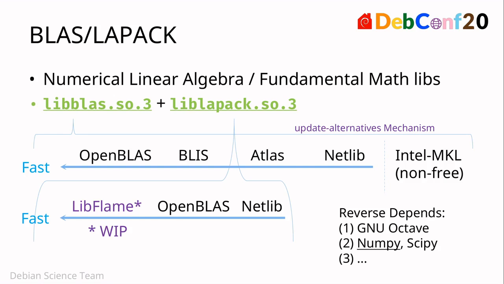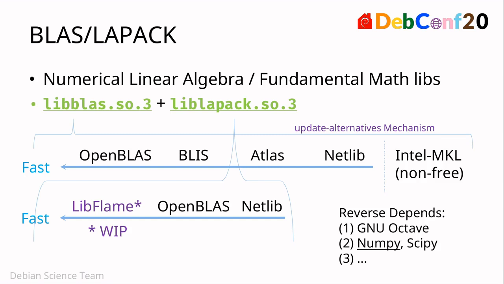Likewise, the recommended implementation of libLAPACK in Debian is also OpenBLAS, but actually there is a faster free software implementation named libFlame, and currently I'm working on it. So the two linear algebra libraries, BLAS and LAPACK, have some notable reverse dependencies, such as GNU Octave, NumPy, and SciPy. That means they are two very important libraries, and their performance can greatly impact the productivity of scientific computing users.